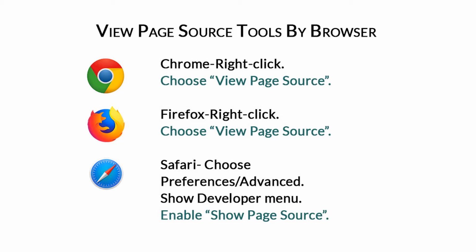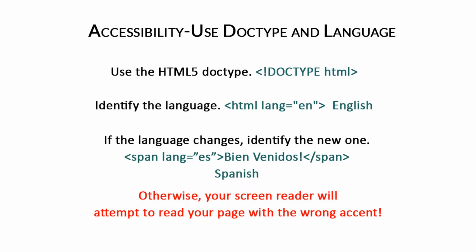In Chrome, you right-click, choose View Page Source. In Firefox, you can also right-click, choose View Page Source. In Safari, choose Preferences, Advanced, Show Developer Menu, Enable Show Page Source. For accessibility, you need to use a doctype and a language.